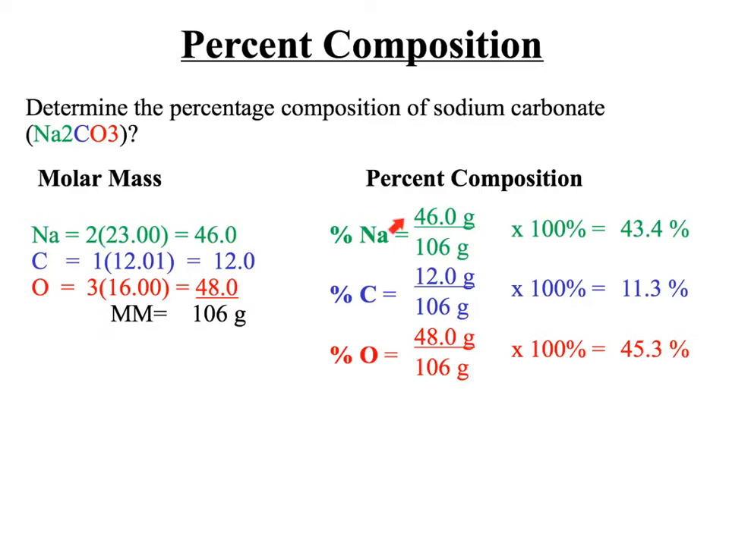We take the mass of the sodium divided by the total molar mass, multiply times 100. We get our percentage is 43.4. We take our total mass of carbon divided by the molecular mass times 100. We get 11.3. And we take the mass of oxygen divided by the total mass times 100, we get 45.3.